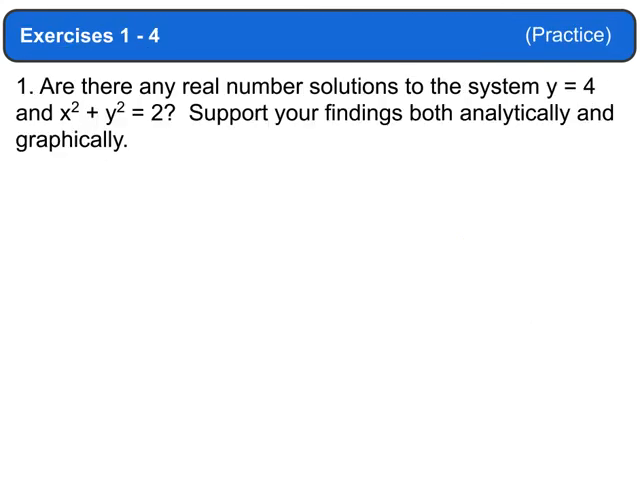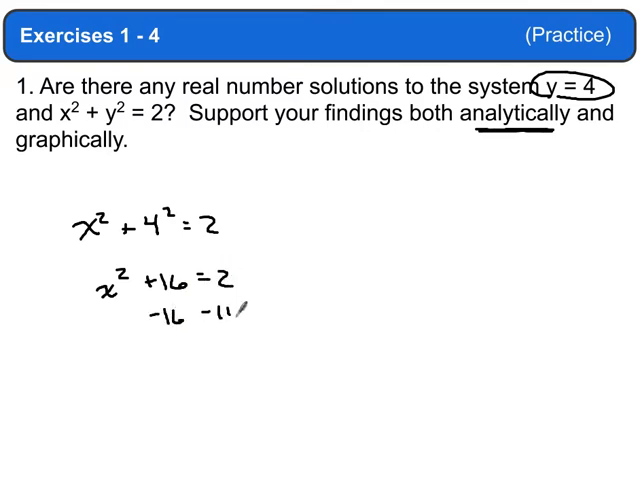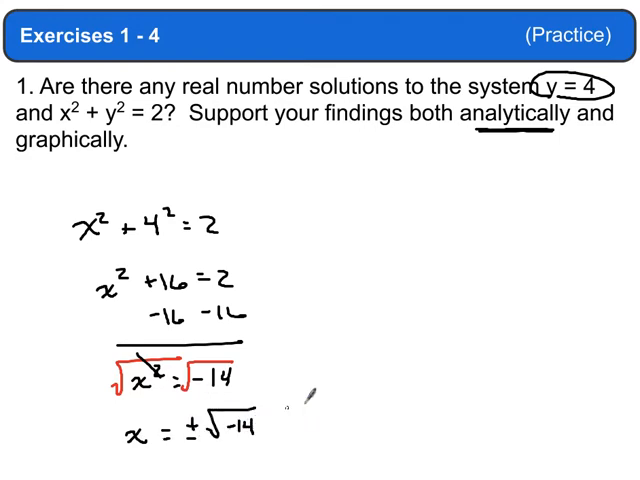In exercise 1, they ask: are there any real number solutions to the system y equals 4 and x squared plus y squared equals 2? Support your findings both analytically and graphically. Let's do analytically first. They tell us that y is equal to 4, so we plug in: x squared plus 4 squared equals 2. You end up with x squared plus 16 equals 2. We subtract 16 to the other side, and you get x squared equals -14. Then we square root both sides, and x is going to equal plus or minus the square root of -14.